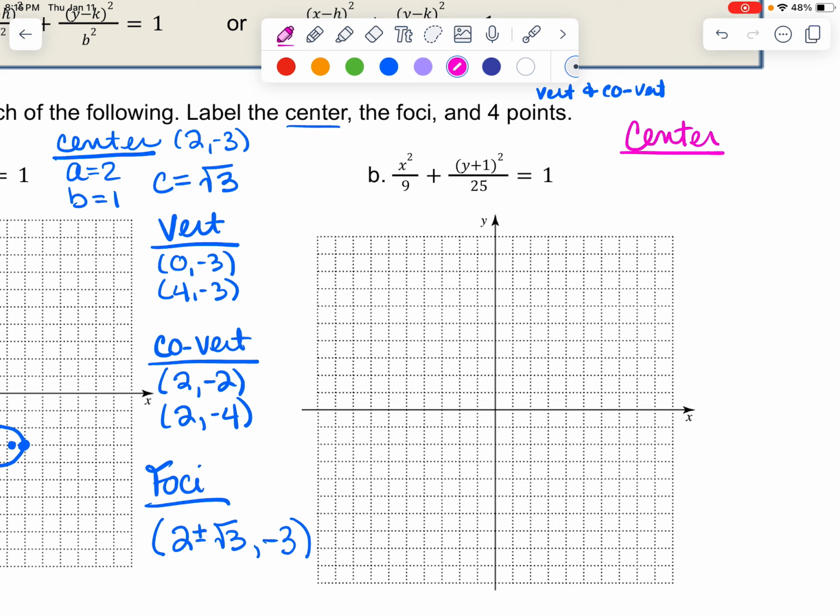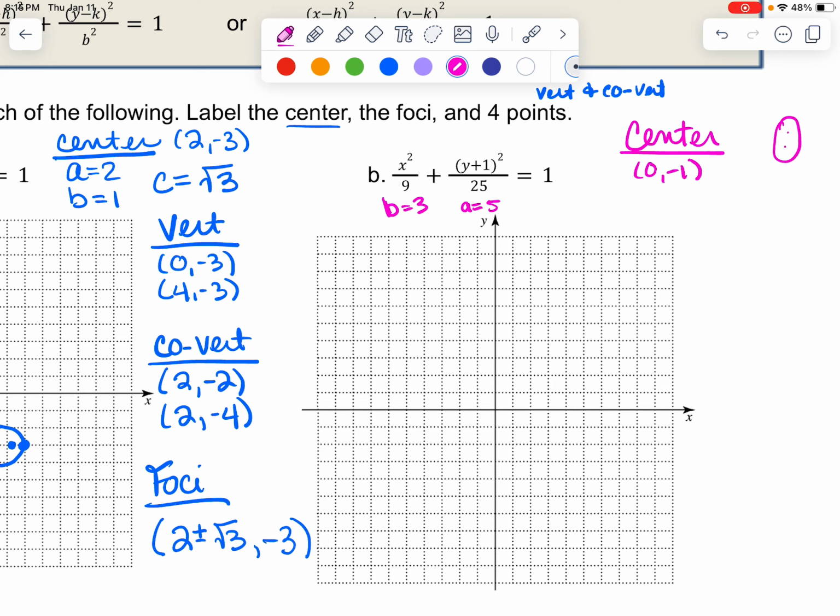Okay, hopefully you tried that. So welcome back. This time my center is located at (0, -1). I'm getting that from my h and my k values. My a value, right here under my y, is 5. My b value, under my x, is 3. Since the y's have the larger a value, this is a vertical ellipse. It's going to be up and down.